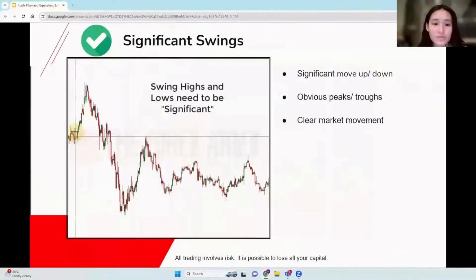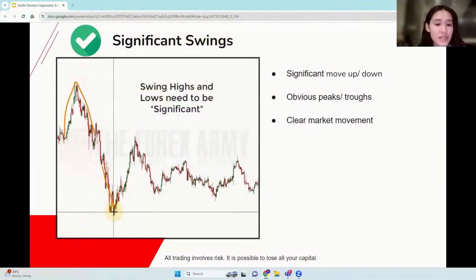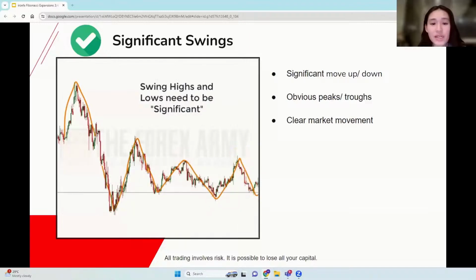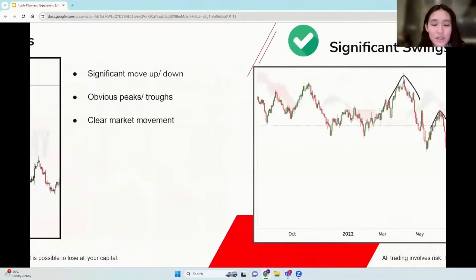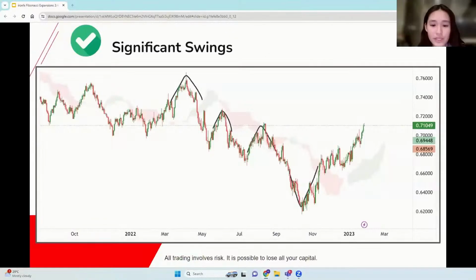Okay, and here we have a significant example. You can see that there are obvious peaks and troughs in our example here, and we've drawn it out. And there's also clear market movement. This is the kind of market structure that you want to look out for when you are deciding which charts to trade. Okay, again, another example over here.